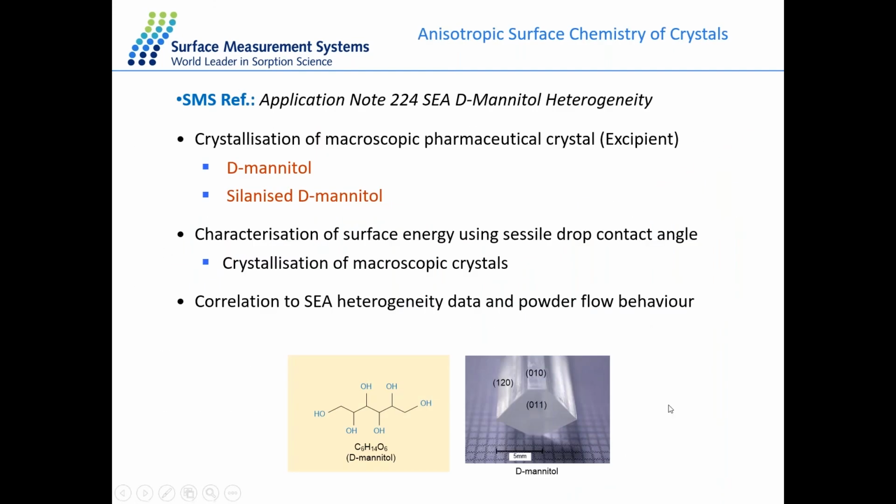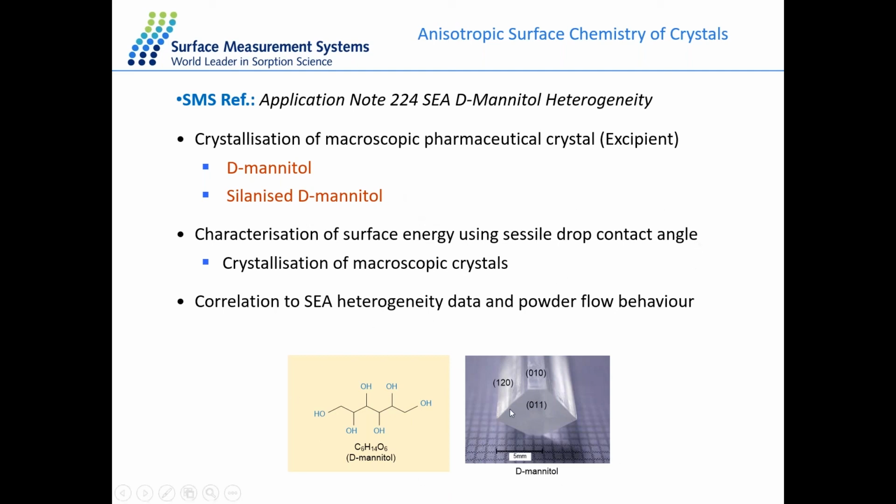So in this example here, we're looking at understanding surface chemistry and surface energy of mannitol. So we're looking at D-mannitol. We also have a nice application note if you're interested. We have two different types of D-mannitol: as received and silanized D-mannitol. You want to use IGC SEA to understand and characterize the surface energy compared to the contact angle.